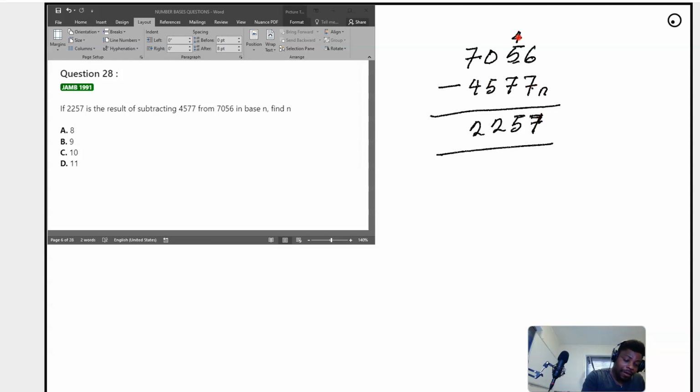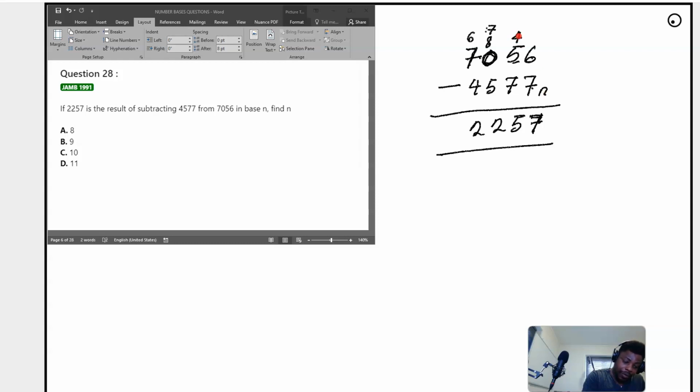Okay? So we have 4 here. 4 minus 7 is impossible. So I borrow 1. But I cannot borrow 1 from 0. So I borrow 1 from here. So this is 6. The one that I borrow is now 8, right? This is 8. Now, I want to take 1 to this side. So this is now 7. So the one that I take is 8 because it's the base.